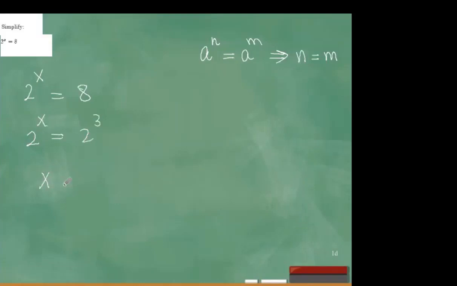Here we want to simplify. If you recall, if I have a to the power of n is equal to a to the power of m, we can conclude from here that n is equal to m. So in this case, if I can make the base the same, I can conclude that the exponents would be the same. Here I have 2 to the power of x is equal to 8. I can write 8 as 2 to the power of 3. So from here I can conclude that x would be equal to 3.